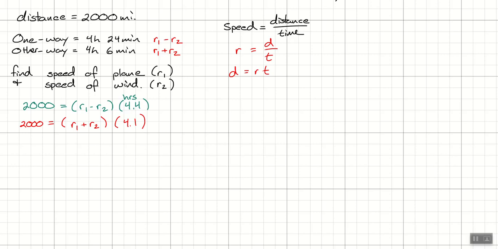Awesome. I'm going to move it this way and then I'll work downward. No, I lied. I'll do it right here. Nope. Cool. Okay, 2,000 equals 4.4 R1 minus 4.4 R2. Sweet. And then here, I believe we're just going to wind up with this guy, which is 2,000 equals 4.1 R1 plus 4.1 R2. Is everybody on board here?